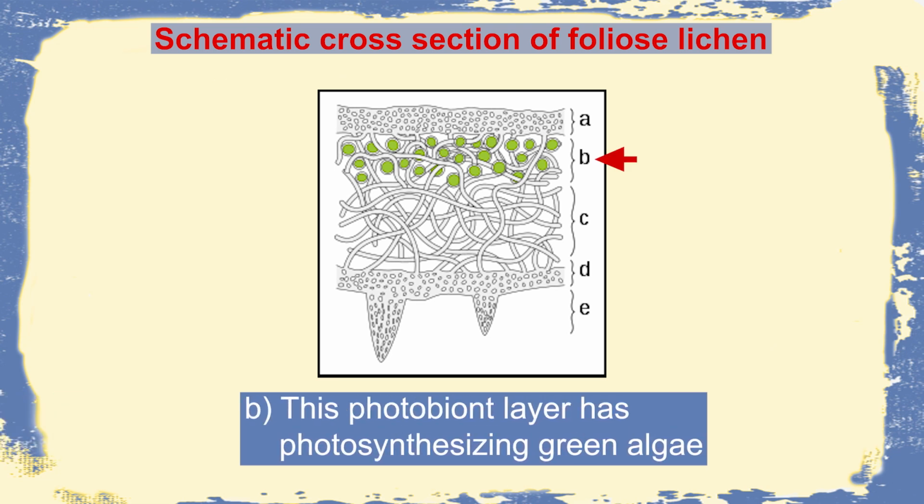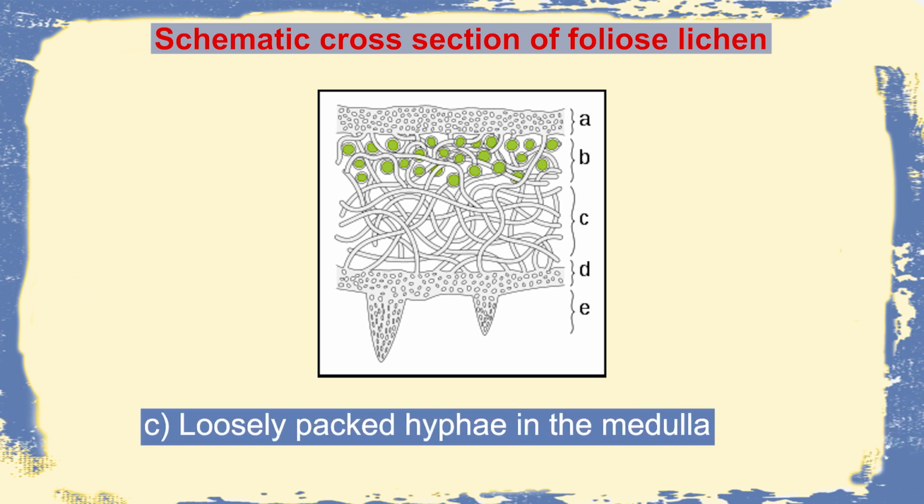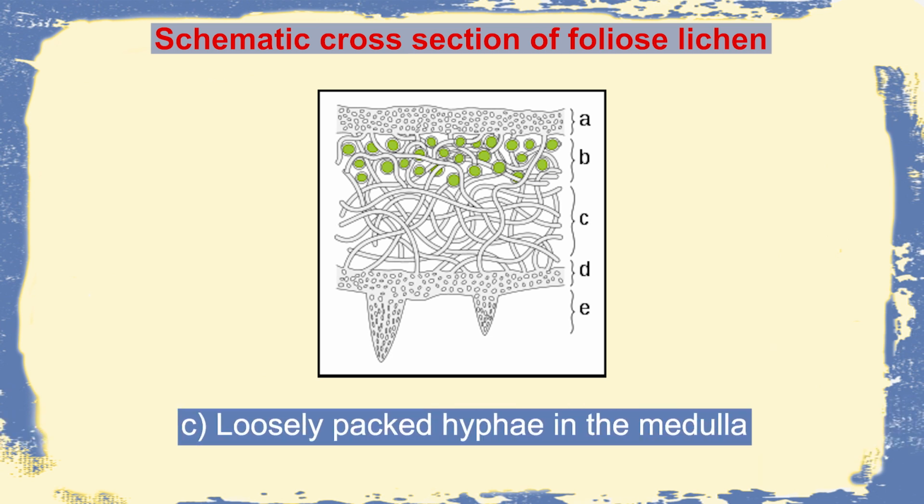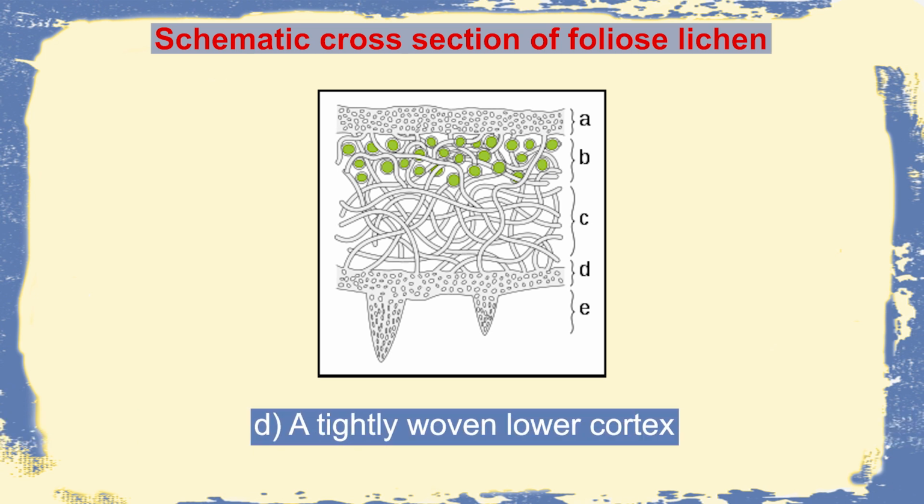It is followed by an algal mass, which is the photobiont layer containing photosynthesizing green algae. It is followed by loosely packed hyphae, called the medulla. Following the medulla, there is the basal layer, also called the lower cortex. So the cortex, upper and lower, are both formed of fungi, and they are sandwiching the intermediate layer of algae.